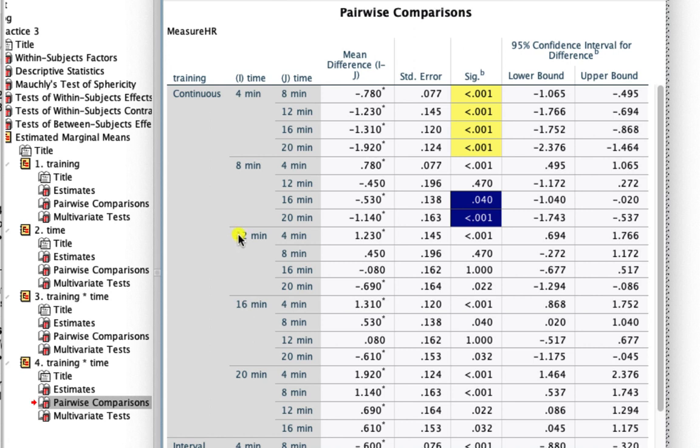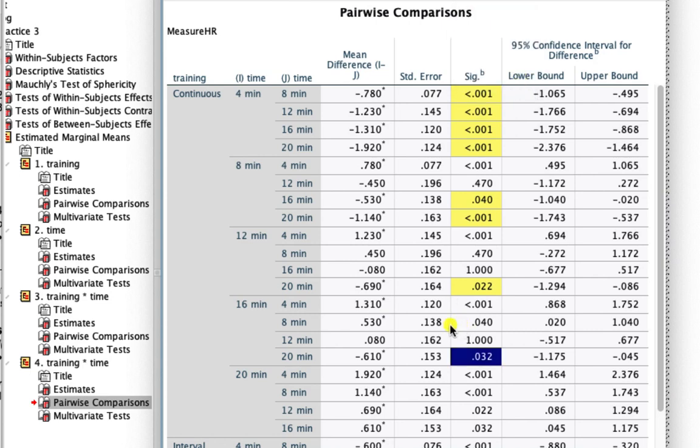Differences at 12 minutes, I can see these are my redundant ones that I've already covered in these first 2 areas. 12 and 16 minutes are definitely not different from each other, but 12 minutes is significantly different from 20 minutes. We have a p-value less than 0.05 there. Moving down to 16 minutes, really the only comparison we haven't looked at so far is the comparison between 16 and 20 minutes. So I'll highlight that one.